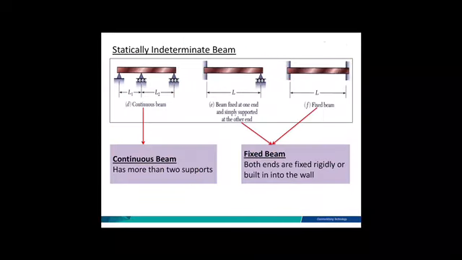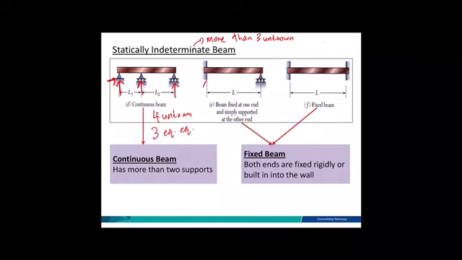In contrast with determinate beams, statically indeterminate beams mean that you have more than 3 unknowns. For example, the continuous beam: this is a pin, pin has 2, roller has 1, roller has 1, so the total is 4 unknowns. But you only have 3 equilibrium equations, so you cannot solve this one. How to solve this beam? There are different methods that you will learn in the next subject.